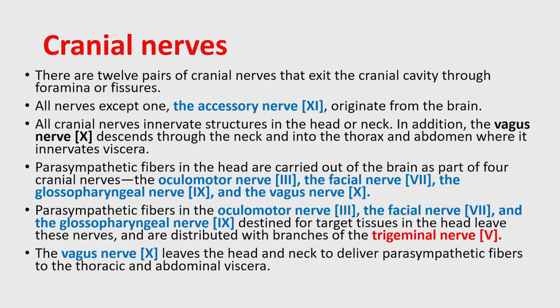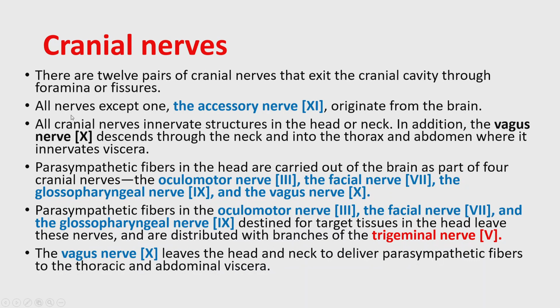To have a recapitulation and some general summary of the cranial nerves that I mentioned. As we said, there are 12 pairs of cranial nerves that exit the cranium through the foramens and fissures that we discussed already. We said that all the cranial nerves originate from the brain, with the exception of the accessory nerve. The part that is a spinal root is coming from the spinal cord.